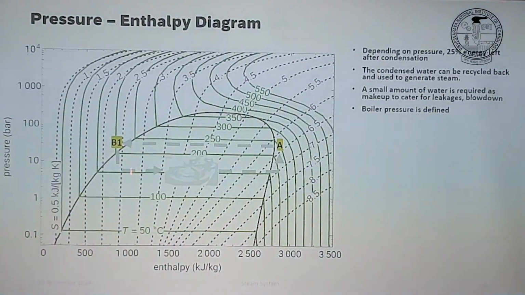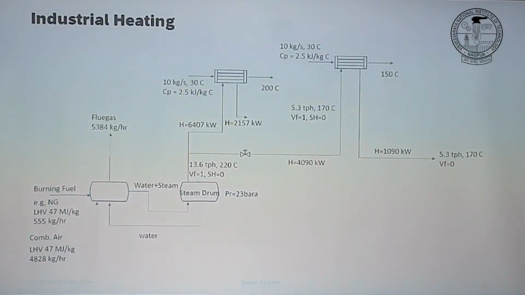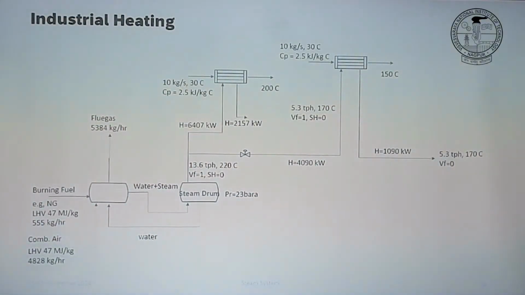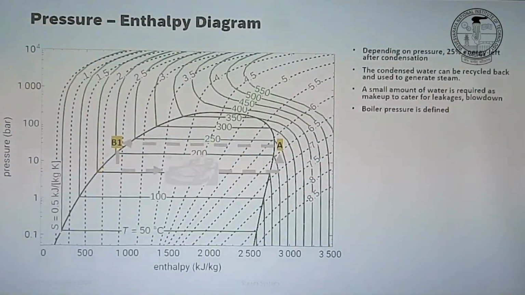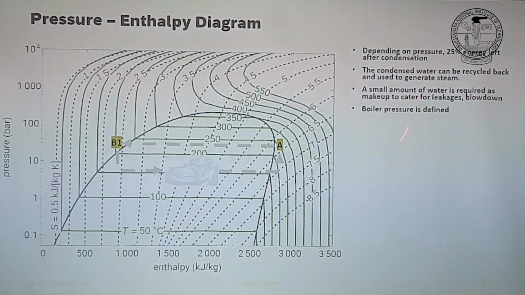Now here you could see, based on condensation temperature or pressure, we have almost 20-25% of energy still left in the steam. Actually, it's not steam; after condensation it becomes water, right? So I think we saw 2,700 to 490. So almost 25% of energy is still left in the condensed water. And as I said, condensed water will be recycled back, so it's a closed system.